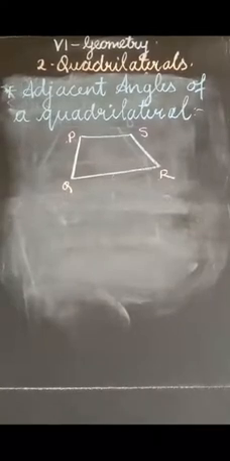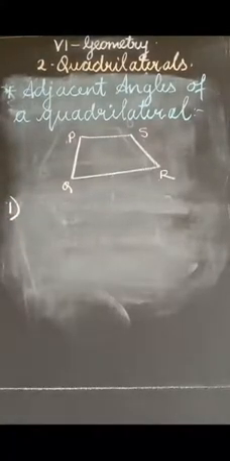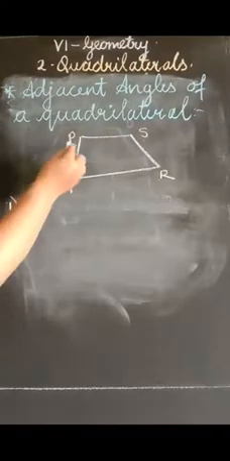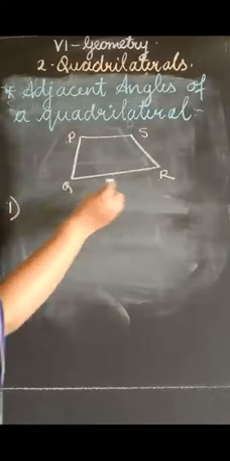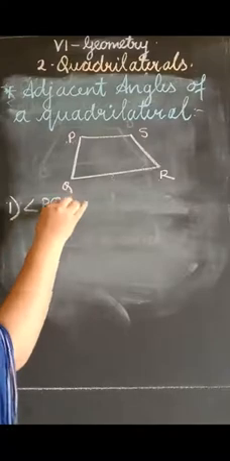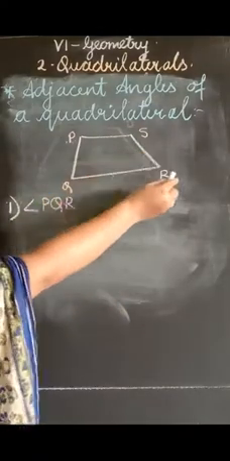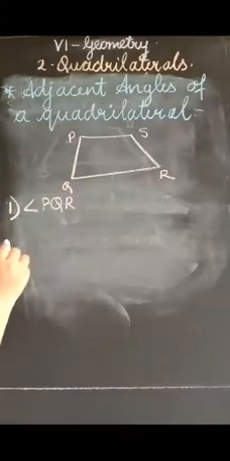Here the adjacent angles of a quadrilateral, we are having 4 pairs. Okay, now I will teach you how to find out the pairs of adjacent angles. So first you have to select any one angle. Suppose children, I am selecting angle PQR. Okay, I will write here angle PQR. Which angle will be adjacent to this? SRQ. Yes, now how to write it?